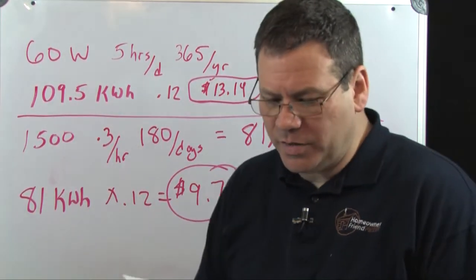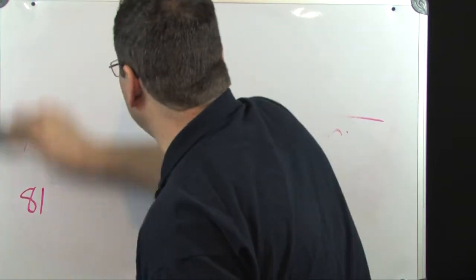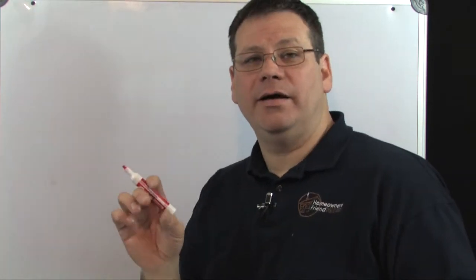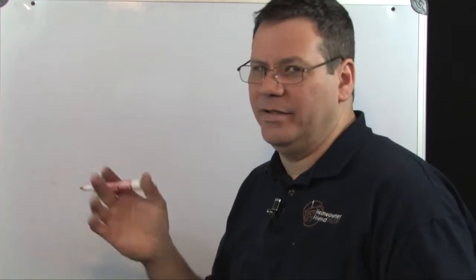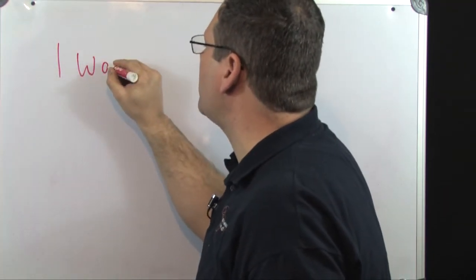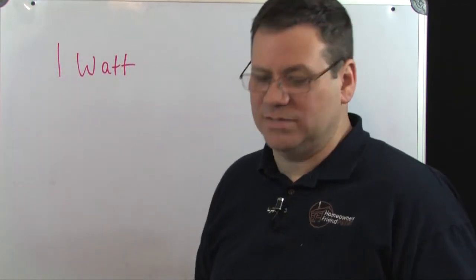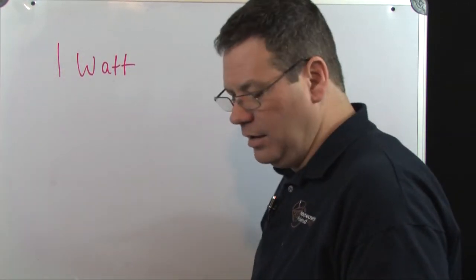We could do a couple other ones real quick. Let me just erase this stuff. Okay, let's look at another example. Something that uses a little bit of power, but it's on a lot. For example, a clock radio, or perhaps a little night light that you just leave on all the time in a dark bathroom or something like that. Let's say that clock radio uses 1 watt of power as it's just sitting there displaying the time. That's probably about right, and probably even when the radio's on, it's probably not much more than that.